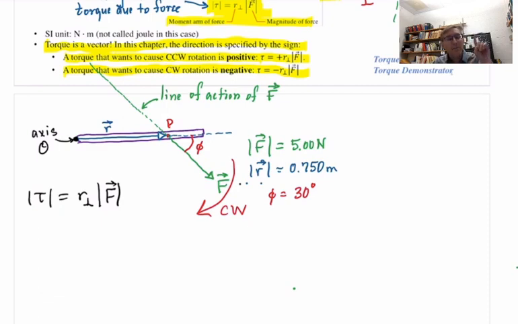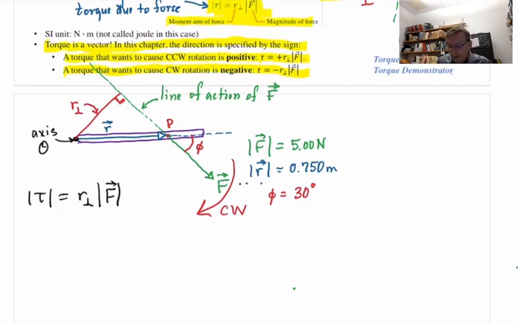Perpendicular distance from axis to line of action. So it's a line that goes from O and intersects the line of action at 90 degrees. Now here you just sketch it. Do your best by eye. I think that's about it. And emphasize it's a right angle. And label it. That distance is R perp. That's the moment arm.